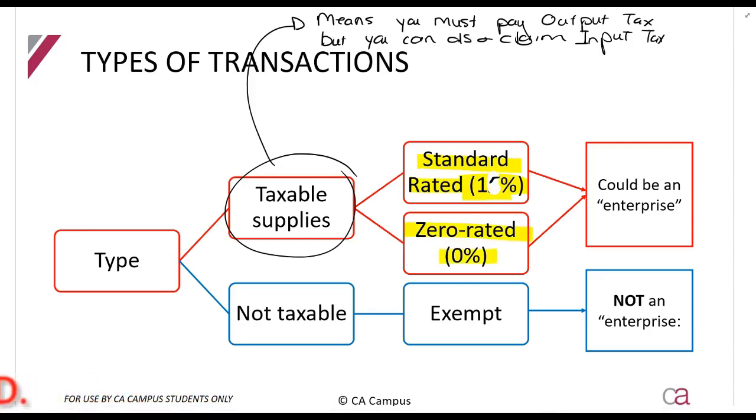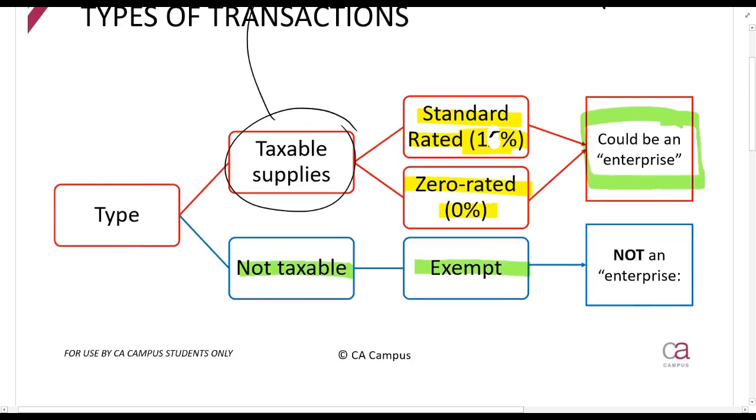Now remember, if you make those supplies, it could be considered an enterprise if all the other requirements are met. Most of the time they would be. What is not taxable is an exempt supply. Right, and we're going to study that now. Not taxable, this means no output tax, no input tax.